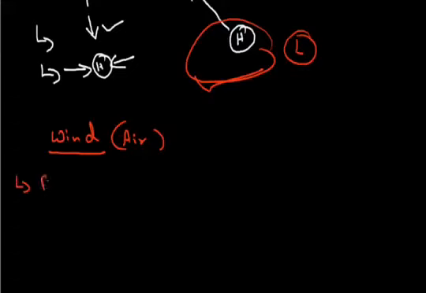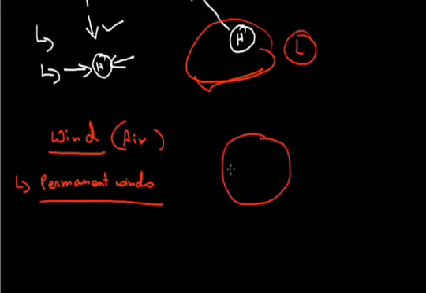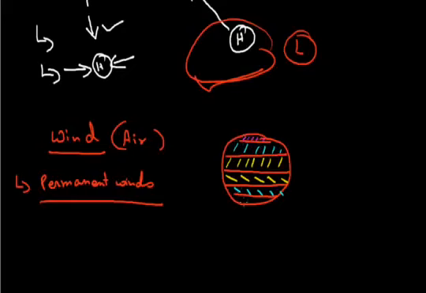The first type is called permanent winds. Permanent winds means winds which flow all over the year. These are like the trade winds, westerlies wind, and polar winds.